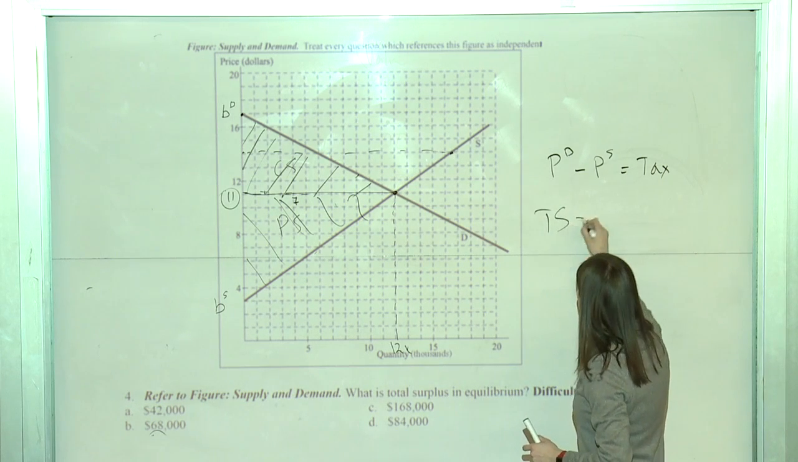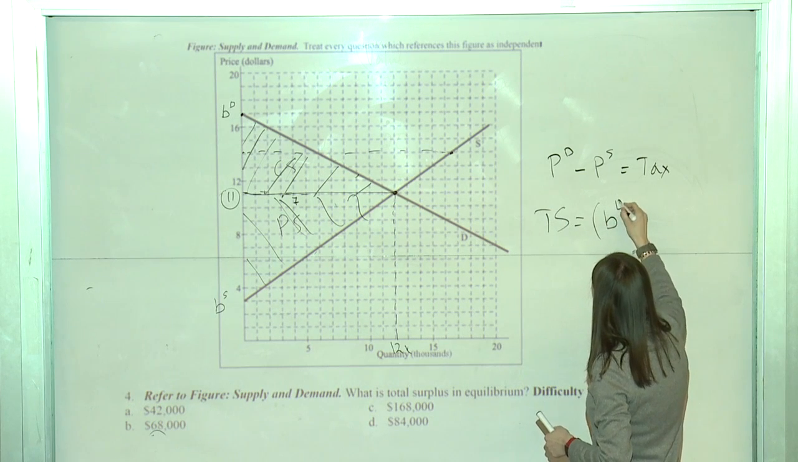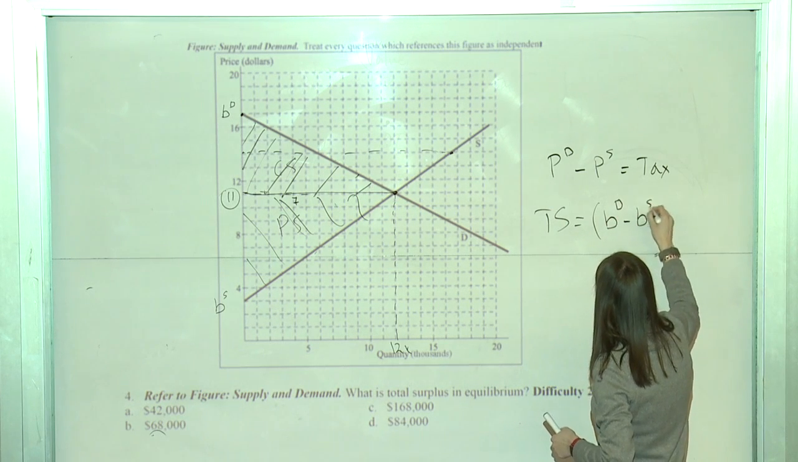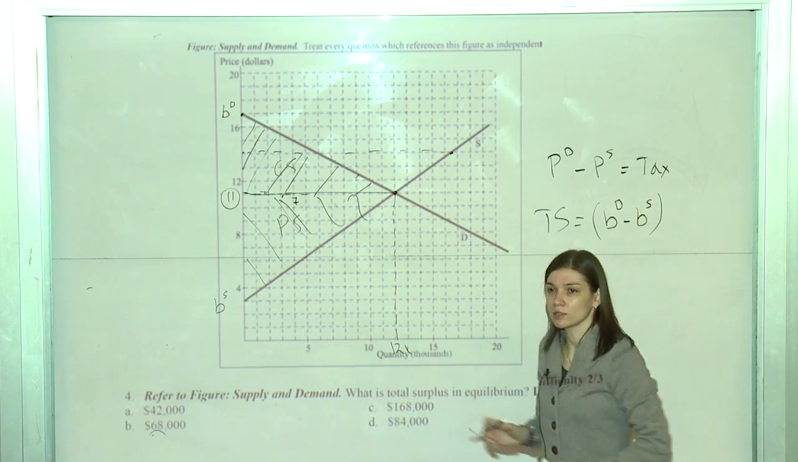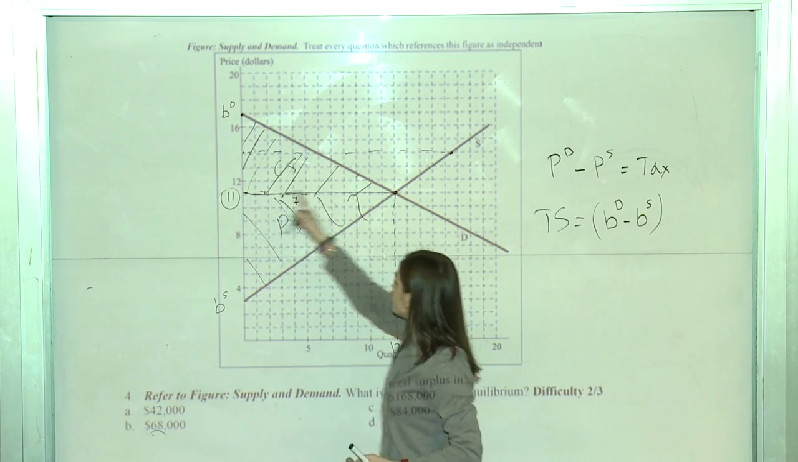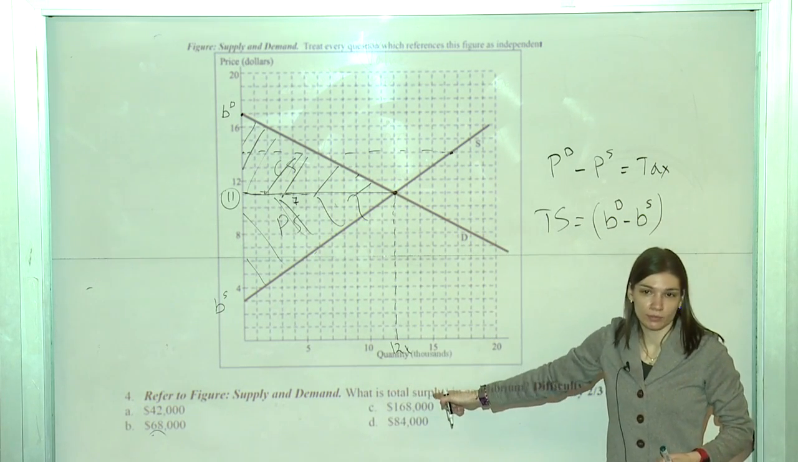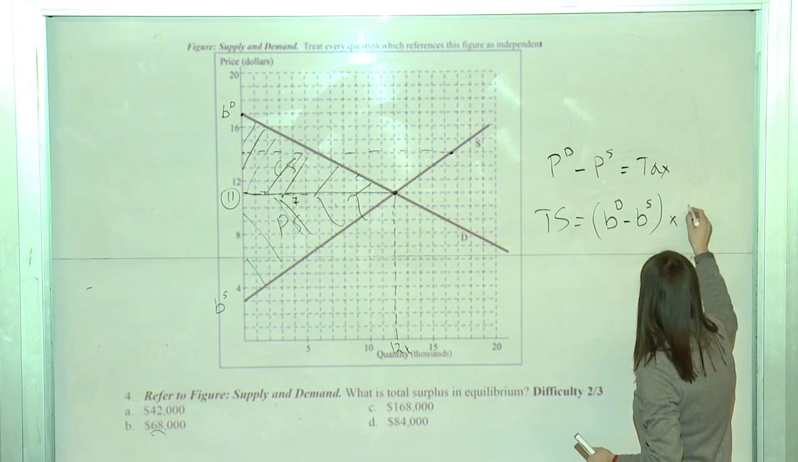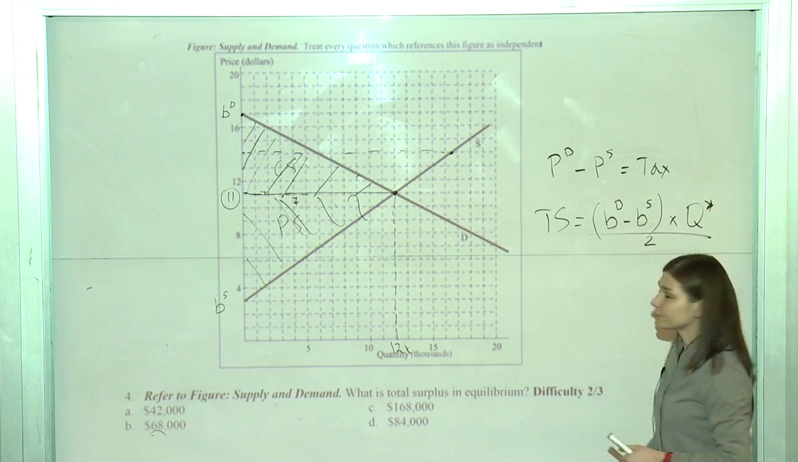So total surplus can be written as the base, which is the intercept of the demand curve minus the intercept of the supply curve. And then the height of this triangle is what? From here to there. What is this? How can we represent this? That's the quantity in equilibrium, right? So times the quantity in equilibrium. It's a triangle, so the whole thing divided by 2.